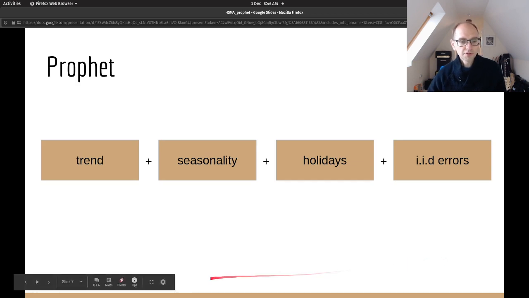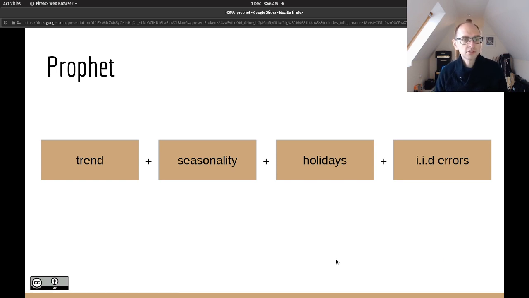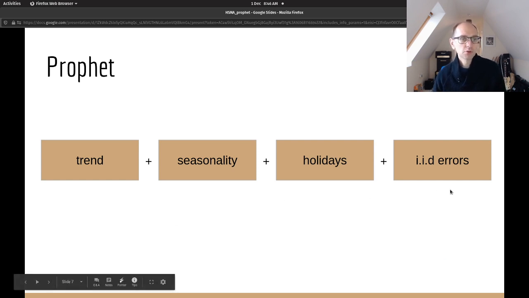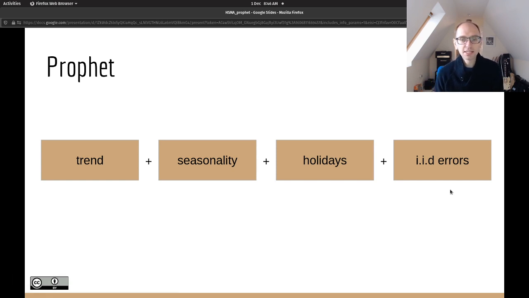So how does Prophet work with this type of data? What sort of model is it? It's what we call an additive model. So we have components of that model and we add those components together: trend, seasonality, holidays or special events, and then errors. What's interesting about Prophet is this is a simple structure. We just add these components together. But the neat thing is that each of these components can be non-linear.